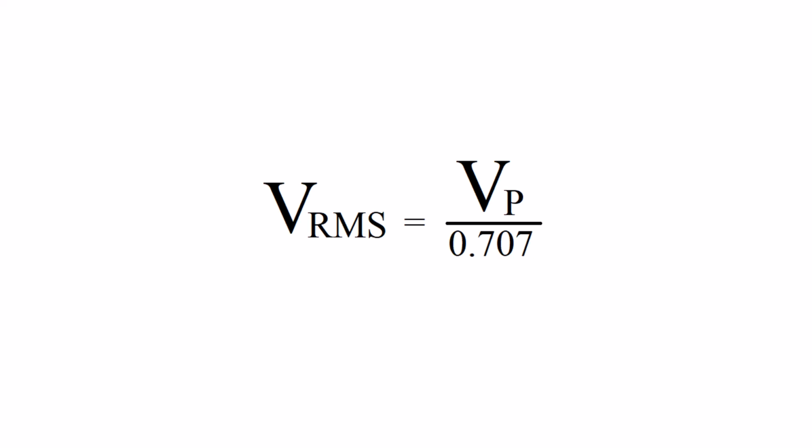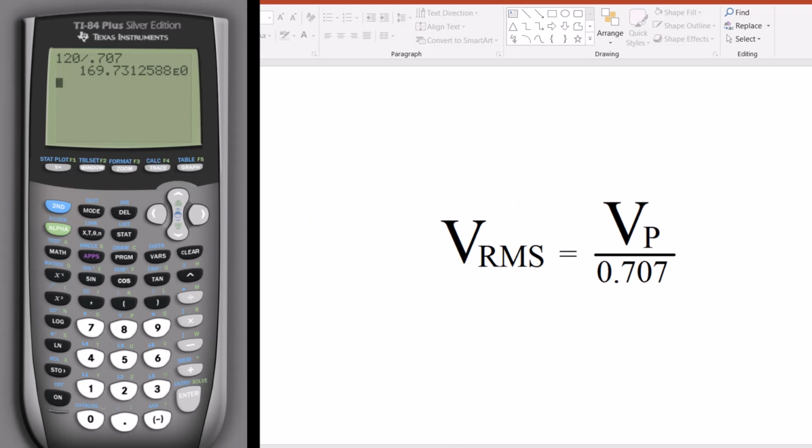The next question asks, what is the peak-to-peak voltage of a sine wave with an RMS voltage of 120 volts? In this case, you're given the RMS voltage, so you divide that by 0.707 to get the peak voltage. When you do 120 divided by 0.707, you get a peak voltage of 169.7 volts. So you need to double that to get the peak-to-peak voltage. And the peak-to-peak voltage is 339.46, so answer 339.4 volts.